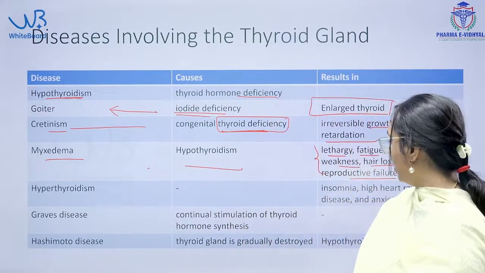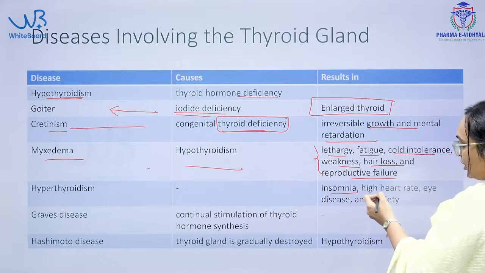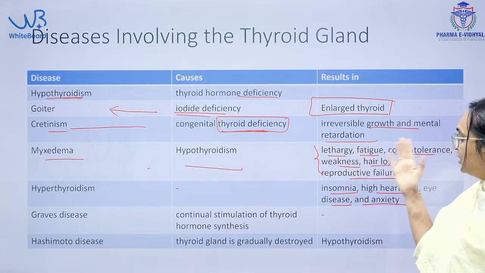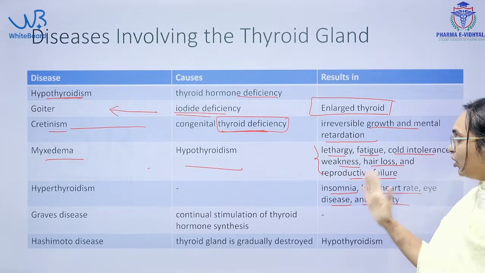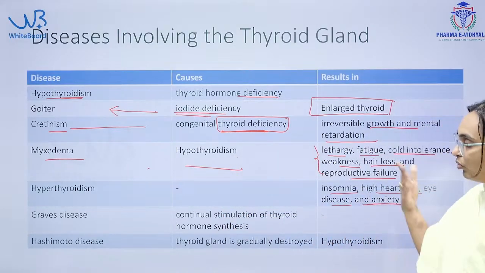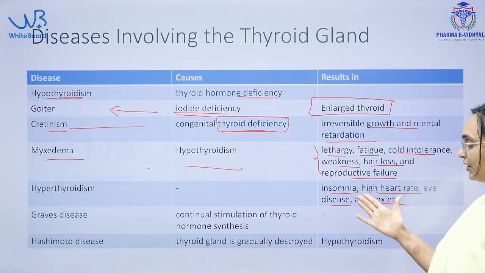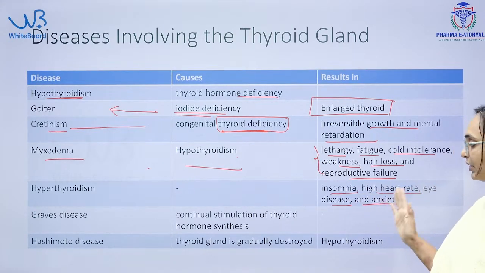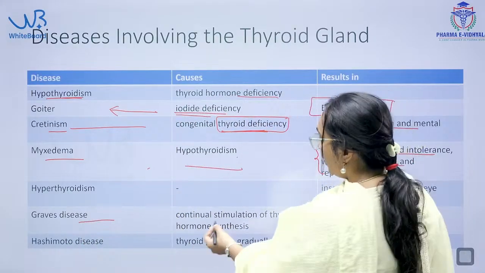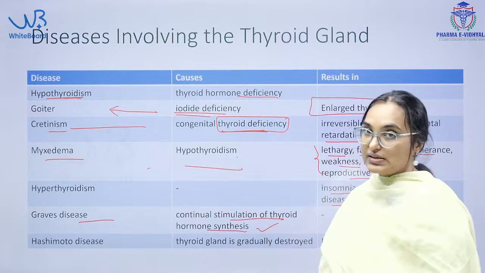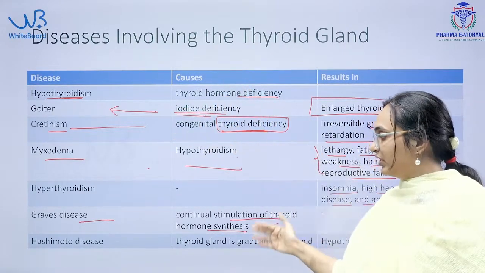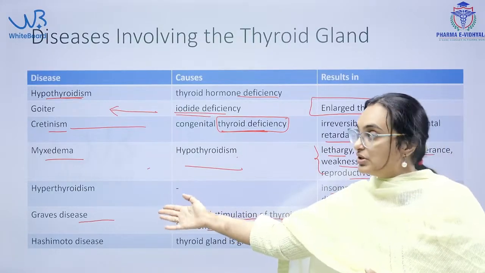Next, what is hyperthyroidism? Hyperthyroidism results in insomnia, high heart rate, eye disease and anxiety. Lethargy, fatigue, weakness, hair loss and reproductive failure are due to hypothyroidism. Hyperthyroidism is overstimulation by thyroid hormones, which leads to insomnia, sleeplessness, high heart rate and anxiety. What is Graves' disease? It is due to hyperthyroidism, continual stimulation of thyroid hormone synthesis. If it is deficiency, that is hypothyroidism. If it is continuous hormone synthesis, that is hyperthyroidism.